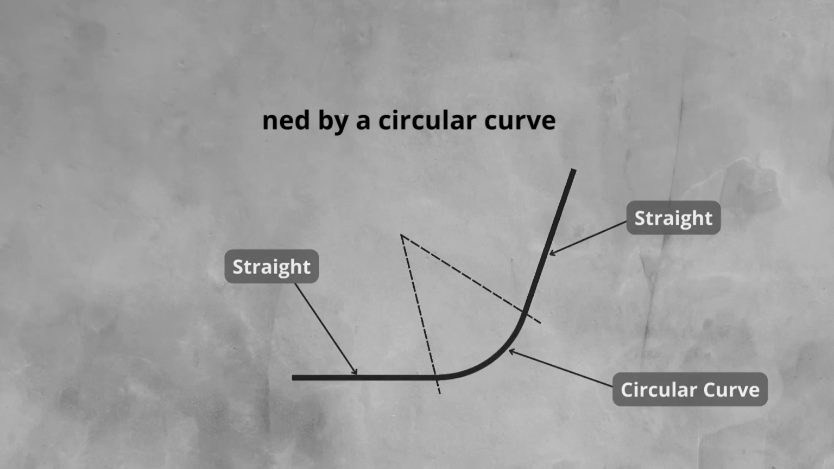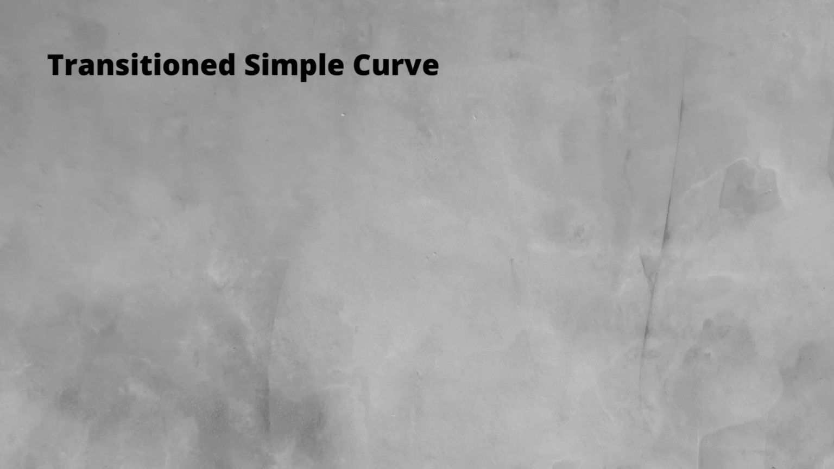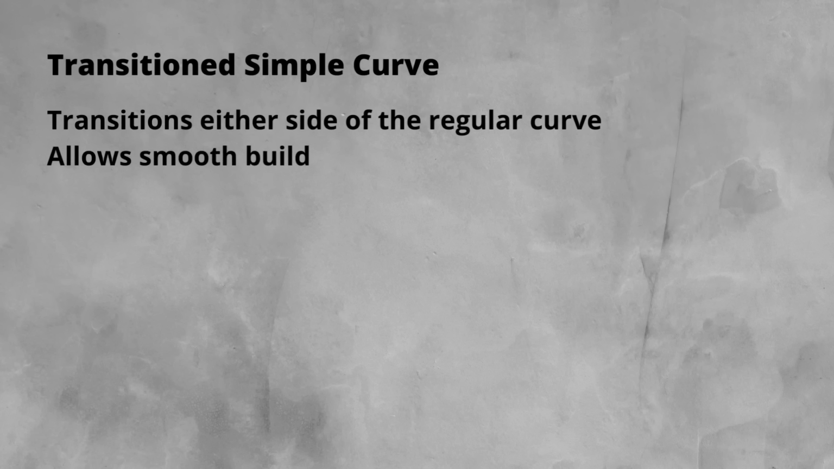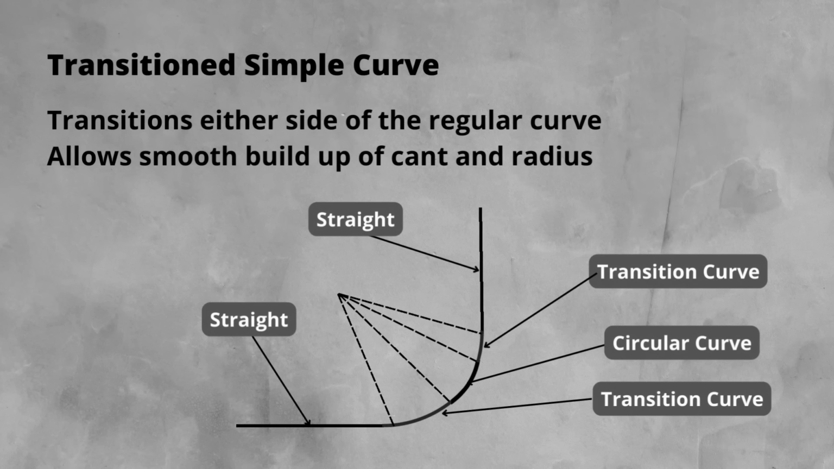The most common type of curve are transition simple curves. Transition curves have a transition designed either side of the regular circular curve. This allows a smooth build-up of cant, as well as the tightening of the radius, until they match those required for the regular circular curve. This gives a smooth and comfortable ride for the passengers. We will take a longer, more in-depth look into transitions and their design later in this video.